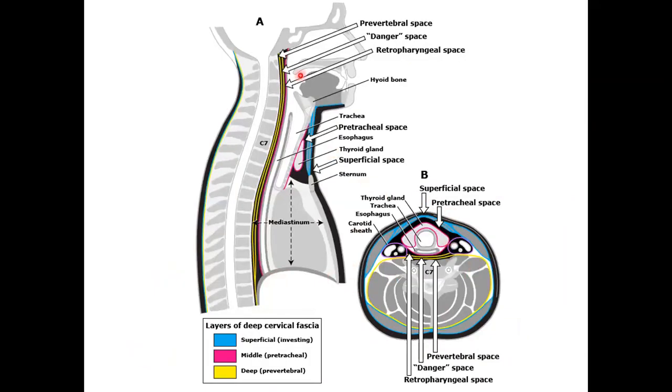And again, this is showing that danger space, that retropharyngeal space we were talking about before, but in a better picture to show you how the infection would travel down and then get into your mediastinum where your heart sits. And then you can also see like there's a pretracheal space as well where infection can pass on the anterior portion of the neck.